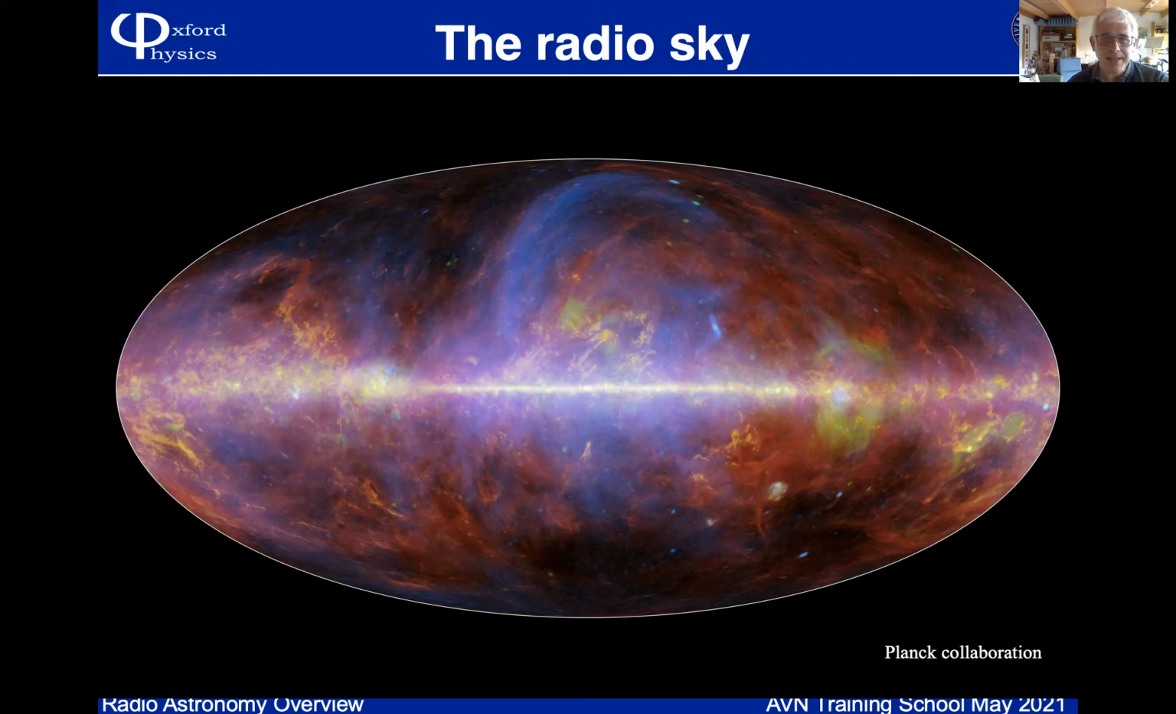The Planck satellite was a very small telescope in orbit, designed to look mostly at the cosmic microwave background. And because it's a small telescope, it sees mostly this diffuse emission very well.